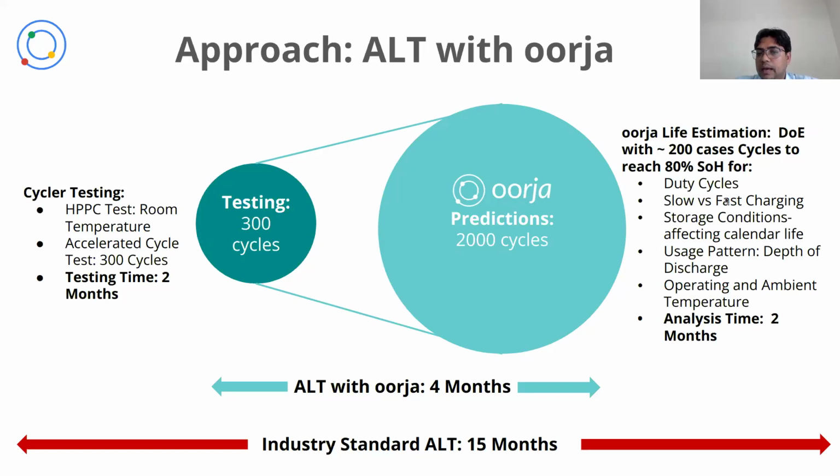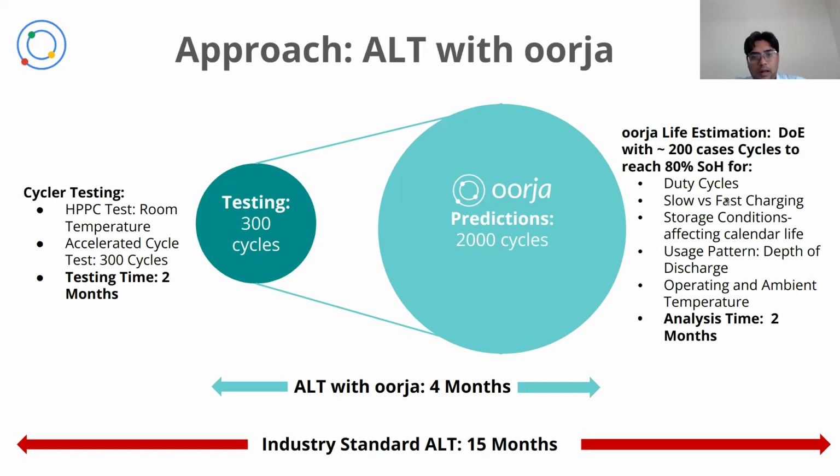You can analyze slow and fast charging and what impact it has on the degradation, and then even analyze the storage conditions, which is typically useful for the calendar life. So let's say the battery is kept idle for a time over the period of its use, how it is going to affect your calendar life. So both cycle life and calendar life can be combined together to estimate the warranties.